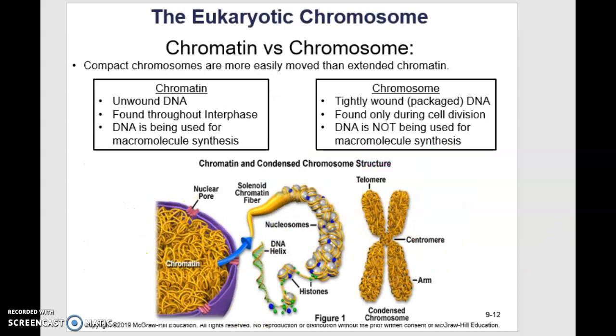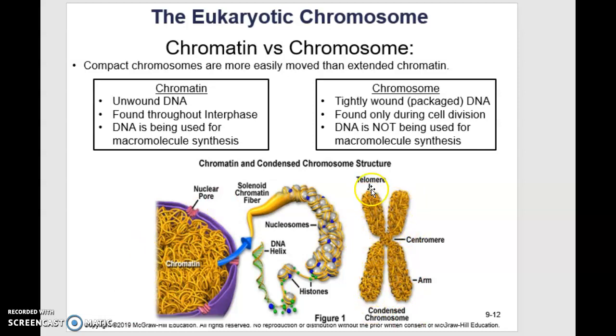Okay, so normally, remember, our DNA looks like a bowl of spaghetti. It's called chromatin. Bowl of spaghetti. That's DNA that can be turned into proteins and do its job. It's unwound. It's found throughout interphase, just like this. But right before the nucleus divides, it has to organize all of this mess. So it's going to wrap all those like Christmas lights up into an organized fashion called a chromosome.